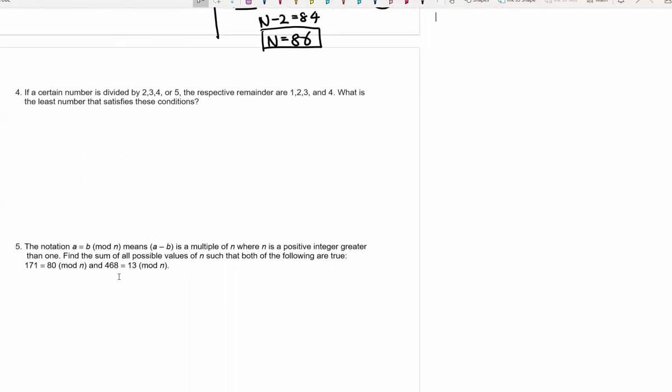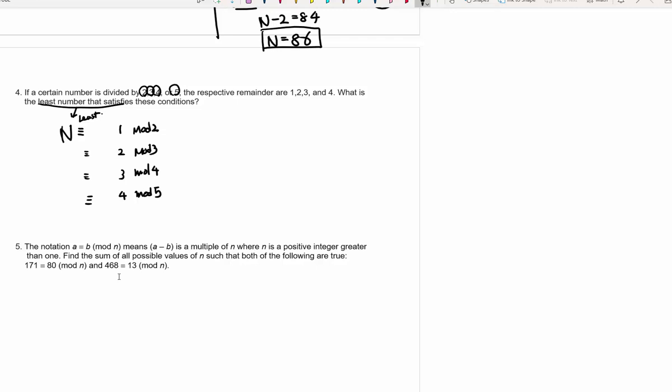All right, now try number 4. The number is divided by 2, 3, 4, and 5. The respective remainders are 1, 2, 3, and 4. So when you divide a certain number, there is a modulus: mod 2, mod 3, mod 4, and mod 5. When you divide by these four numbers, the remainders are 1, 2, 3, 4, the same numbers. So how can you find the least number of this one?